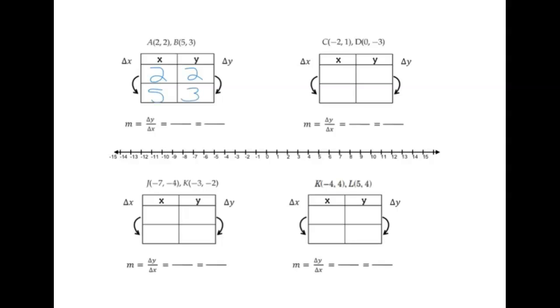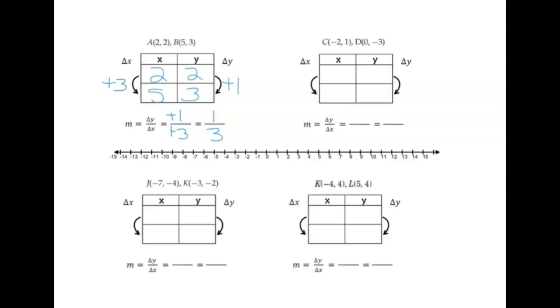We're going to do the same thing we did a minute ago. Change in y, how do I get from 2 to 3? I add 1. Change in x, how do I get from 2 to 5? I add 3. So my slope is change in y over change in x. A positive 1 over a positive 3 is 1/3. Easy enough, right? Those points both had positive coordinates.